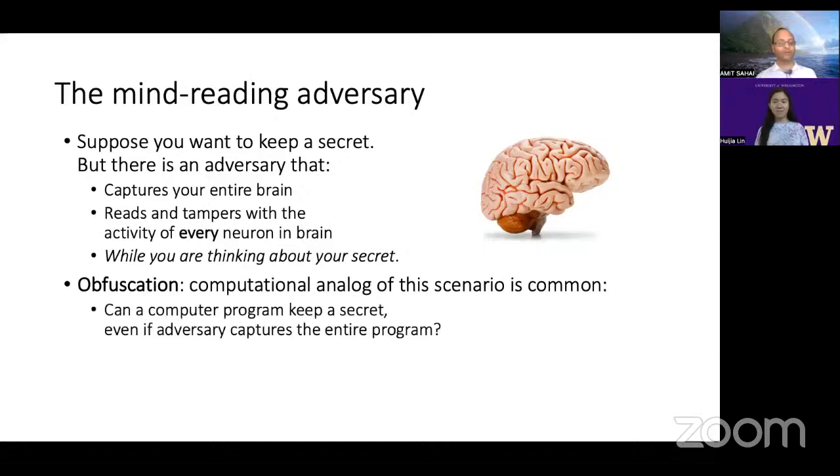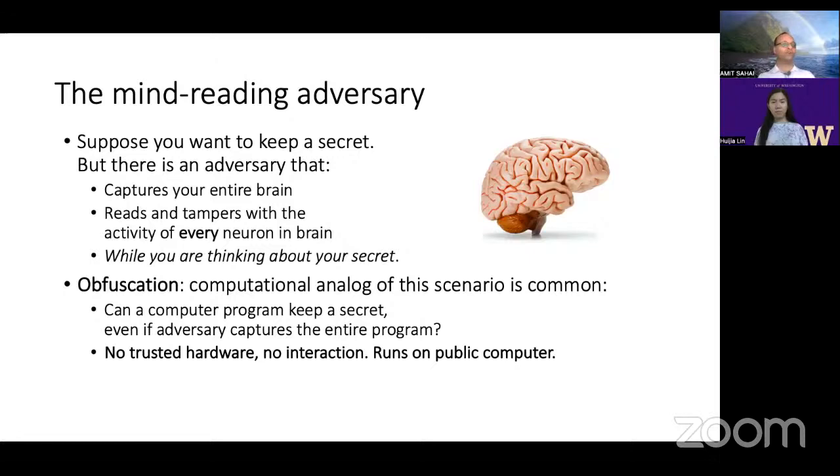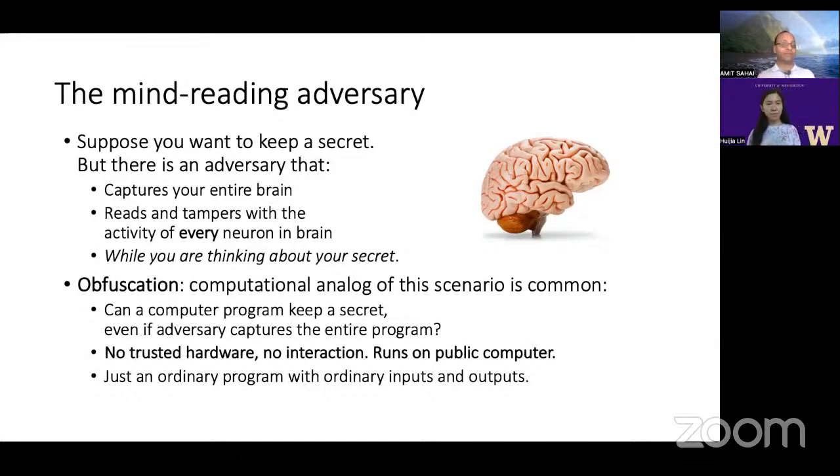So what we want to do is see, is there a way to have this computer program keep a secret even when it has been entirely disclosed to the adversary? And we're really thinking about a situation where there's no trusted hardware to keep some secret for us. There's no interaction with some external server who can keep some secret for us. Nothing is secret whatsoever about the workings of this brain, the workings of this program. It runs on a public computer that is known to everyone. The adversary knows everything about it. And furthermore, the program itself is just an ordinary program with ordinary inputs and ordinary outputs. It doesn't have encrypted inputs and produce encrypted outputs, just ordinary inputs and outputs.